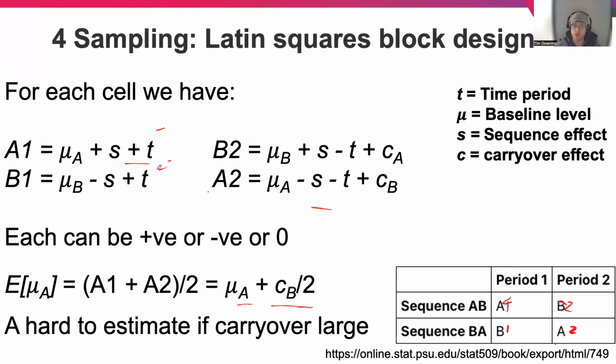Whatever difference there is in the time periods will cancel out because we only have 2 time periods, so averaging them out should not make a difference. And then we get the carryover effect. So our expected value for the mean effect of A is going to go from the mu of A to mu of A plus the carryover effect of B. So if the carryover effect is large, that will affect our estimate of the true mean. It'll be skewed. If the carryover is very small, then we're fine.